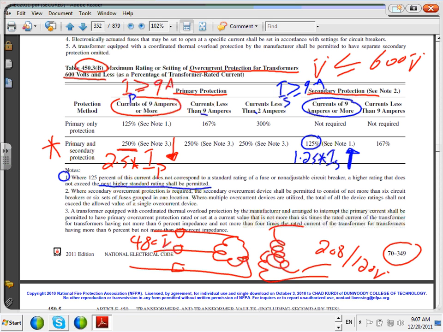Very, very important to know how to use this table. Very important to know how to use this table. Any questions?